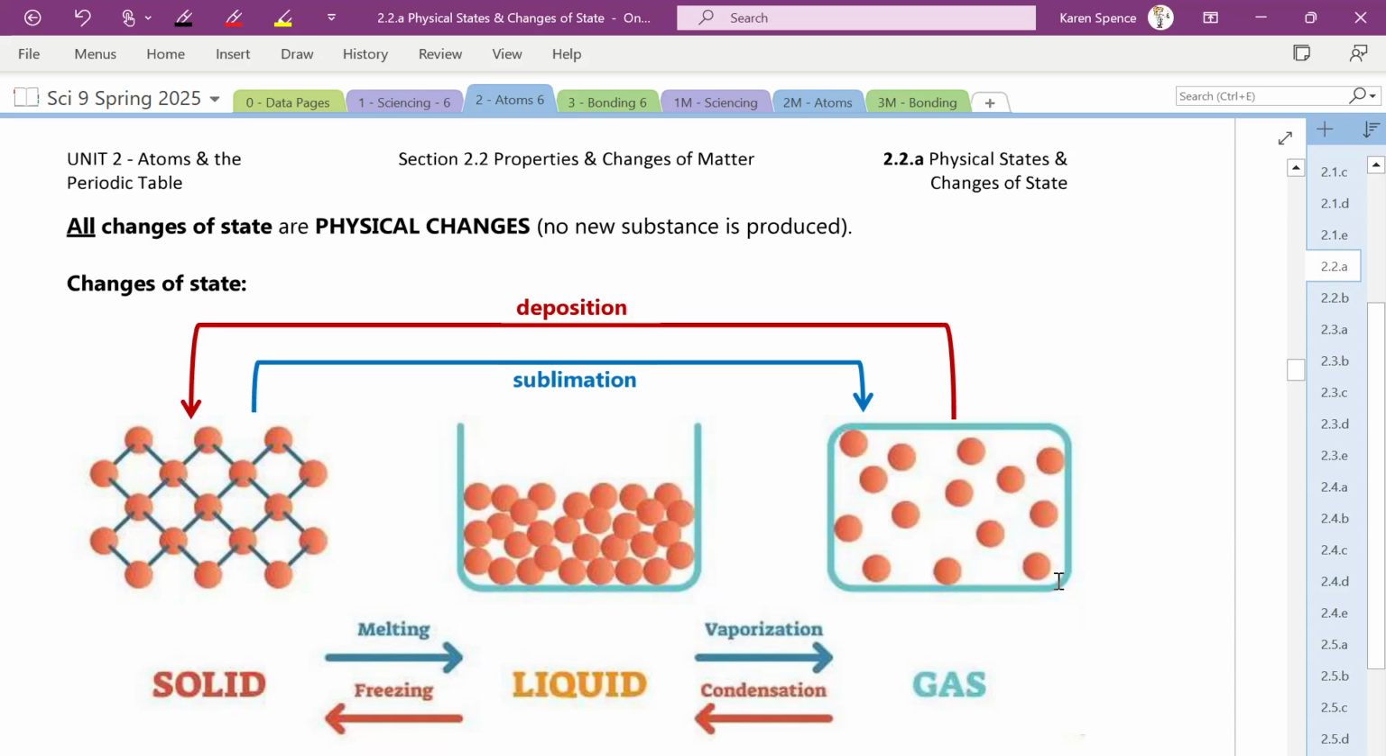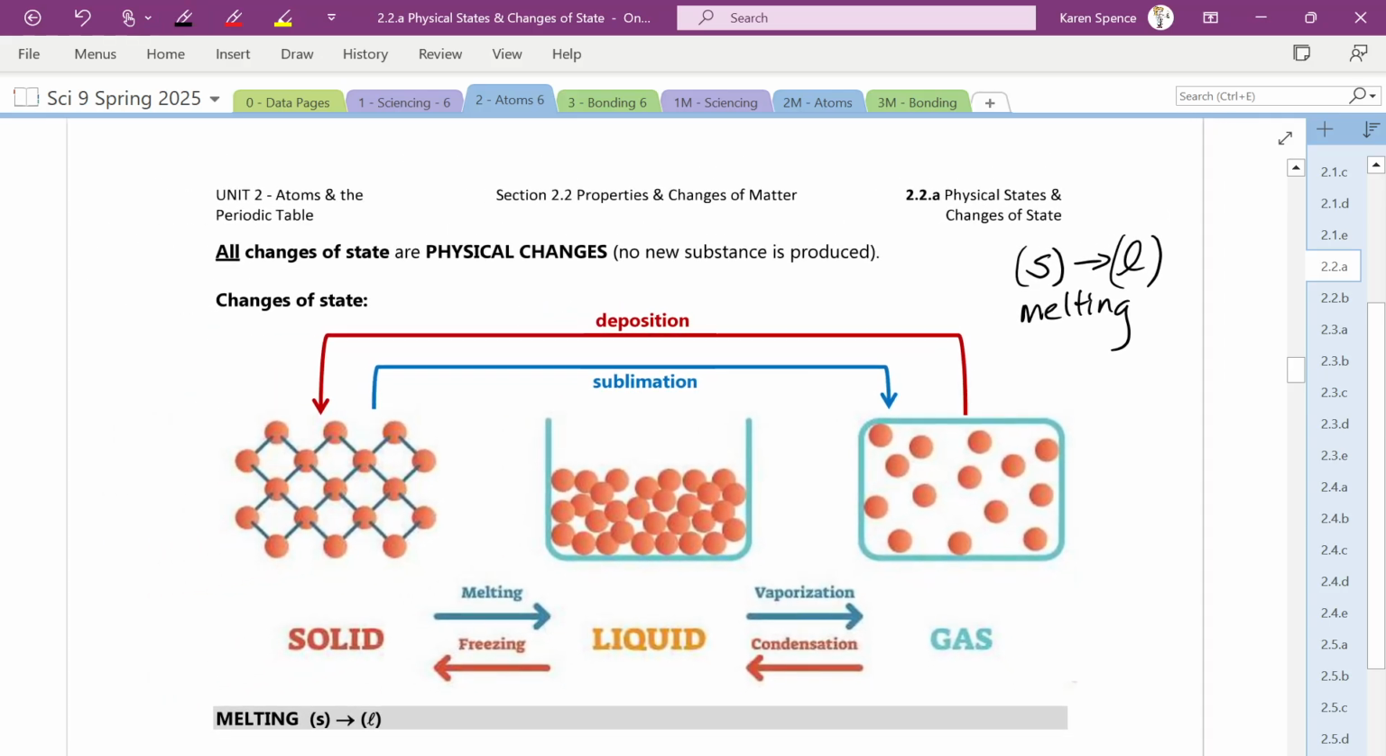Okay, you guys know some of these already. If we go from solid to liquid, what do we call that when something goes from solid to liquid? Melting. What do we call it if we have something going from liquid to solid? Freezing. Those ones are easy. Okay, usually people like those ones. So if we go from solid to liquid, it's melting. Liquid to solid, it's freezing.